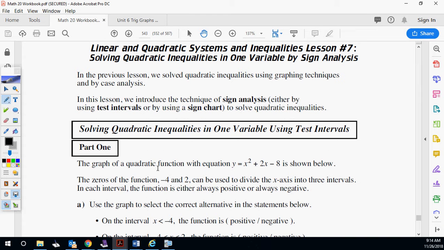Okay, 543. In the previous lesson we solved quadratic inequalities using graphing techniques by case analysis. We did a case analysis, which you guys didn't like, where we had to solve out the different cases in which things are positive and negative. In this lesson we're going to introduce a technique called sign analysis. I actually prefer this one. If you hated case analysis, this one might be the one you like better.